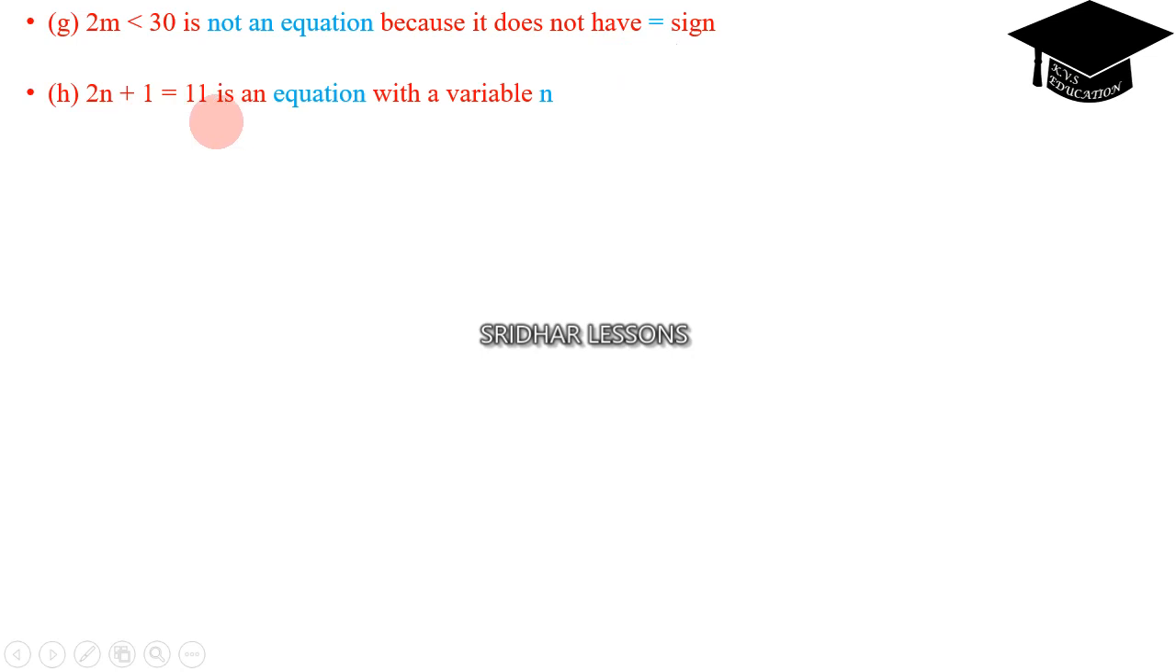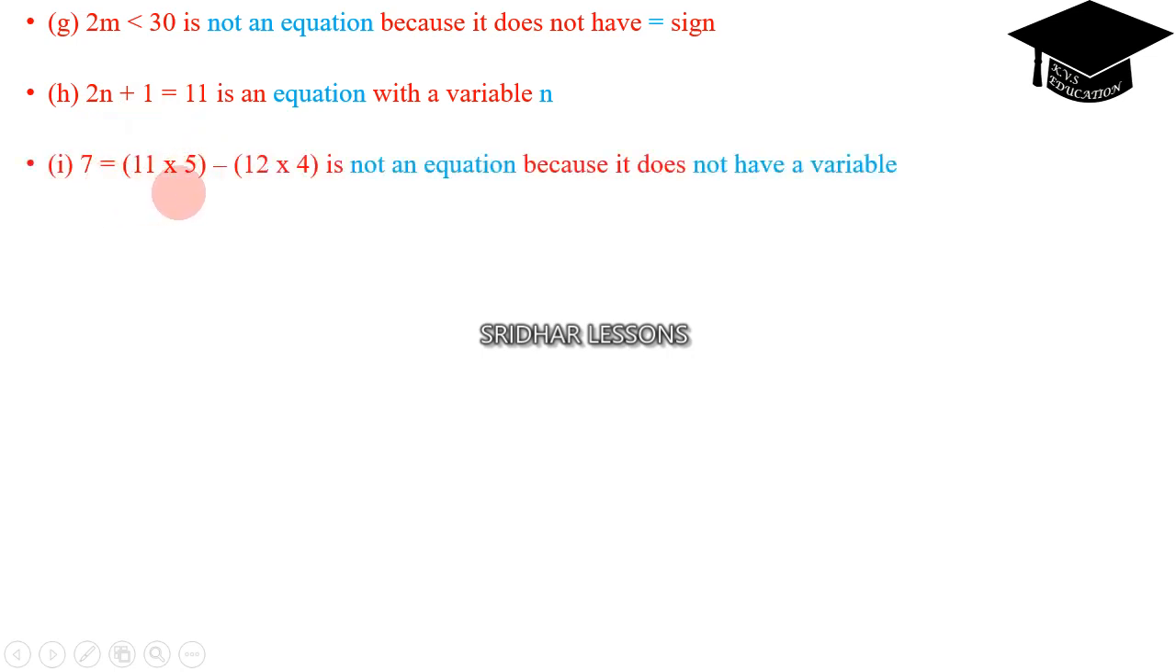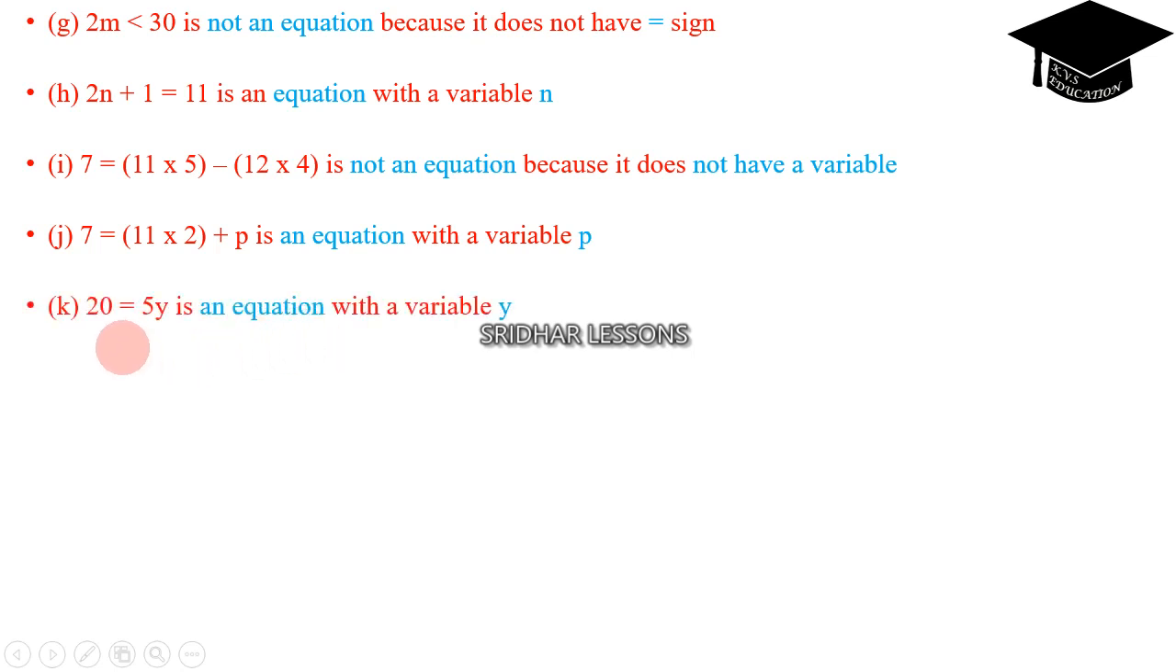2n + 1 = 11. This is an equation with the variable n. 7 = 11 × 5 - 12 × 4. This is not an equation because it doesn't have a single variable. It has only constants. 7 = 11 × 2 + p. It is an equation because it has the variable p. 20 = 5y. It is also an equation because it has the variable y.